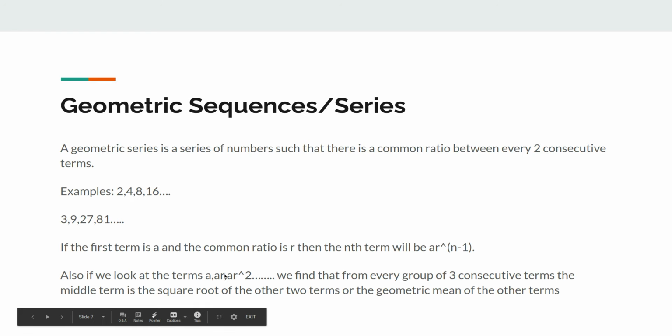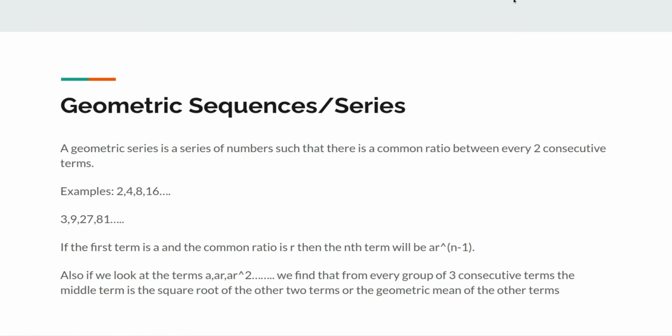If you look at this, right? a, ar, ar squared. Then a squared times r squared is equal to a times ar squared. So this is said to also be the geometric mean of the two other numbers. So ar is the geometric mean of ar squared and a.